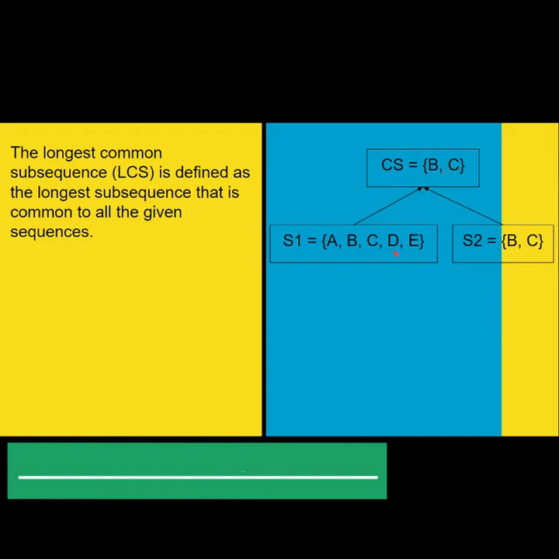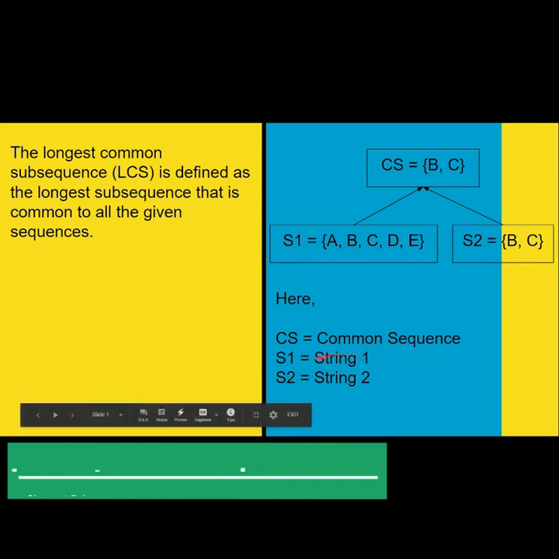We can solve it easily because the sequence has few elements. But if the sequence has many elements, how can you solve it? Or how can a program or a computer solve the problem? This is the main problem, and we have to solve it with dynamic programming. Here CS is common sequence, S1 is string 1, S2 is string 2.